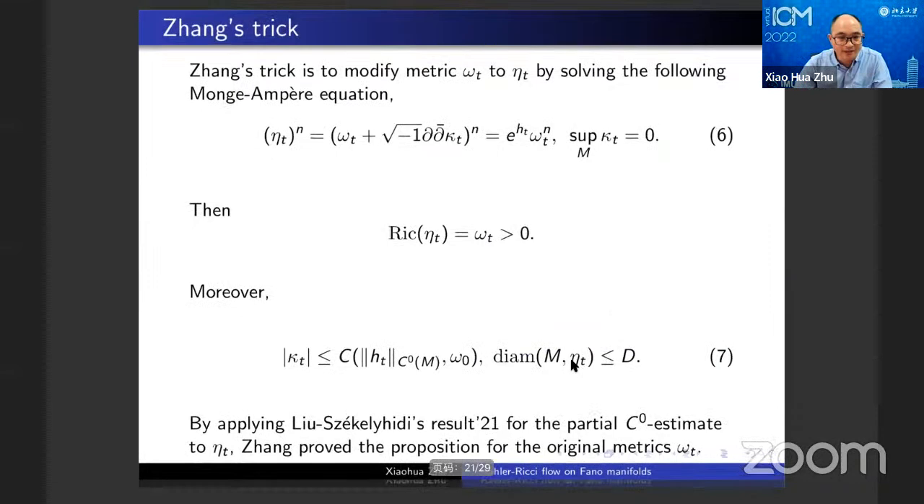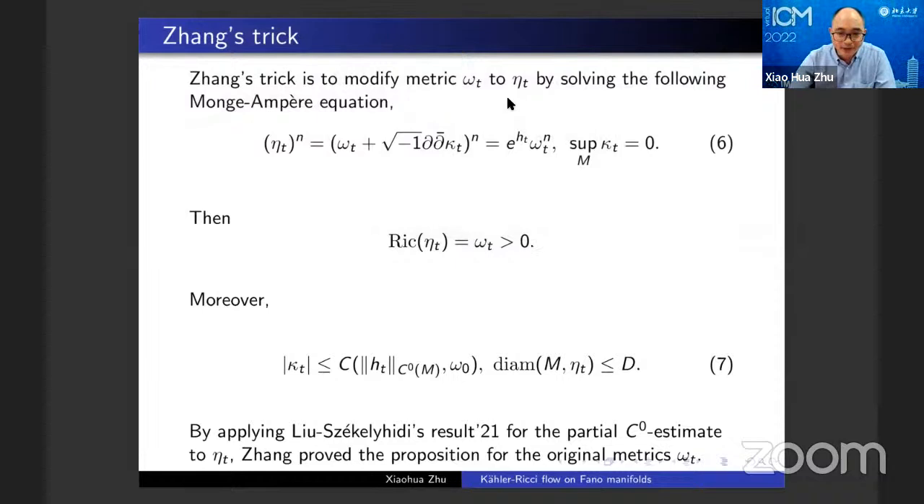In Zhang's proof, he modifies the metric to another Kähler metric by solving the following Monge-Ampère equation. So eta t is a new metric, a deformation of the original metric from the Kähler-Ricci flow. By equation six, we can get the scalar and Ricci curvature bounds. Moreover, he can get the estimate for the Kähler potential kappa t, which is the Kähler potential for eta t, and the diameter is uniformly bounded. By a recent result of Liu, the partial C^0 estimates for eta t can then be transferred to the partial C^0 estimate for the original metric omega t.